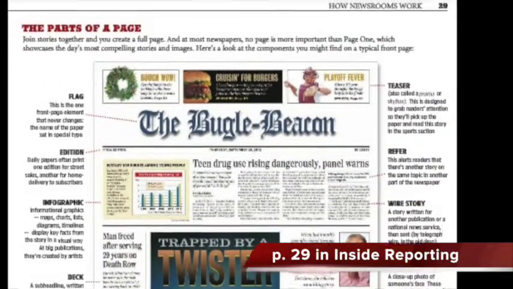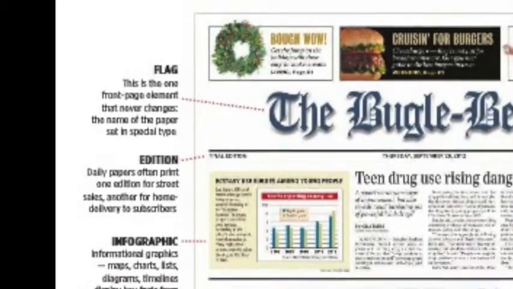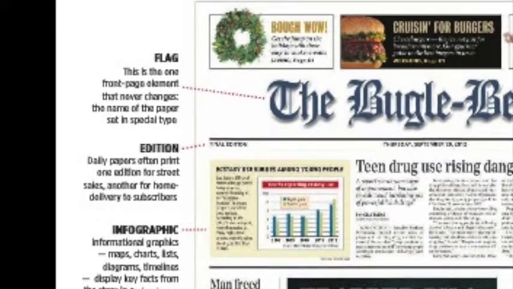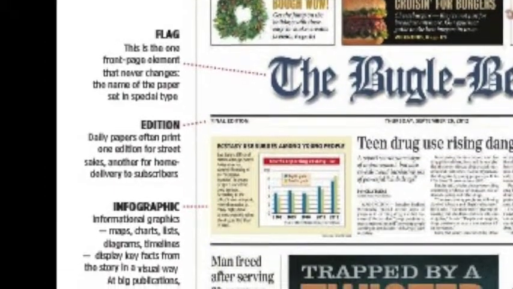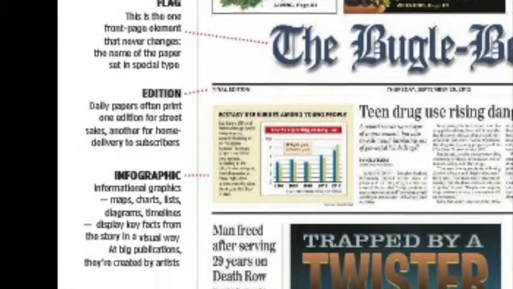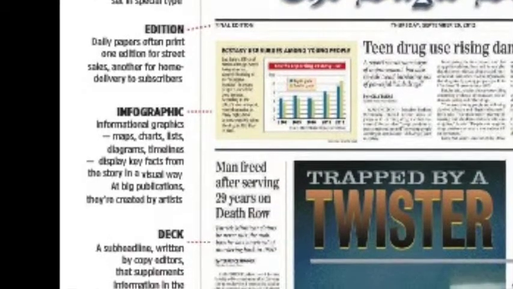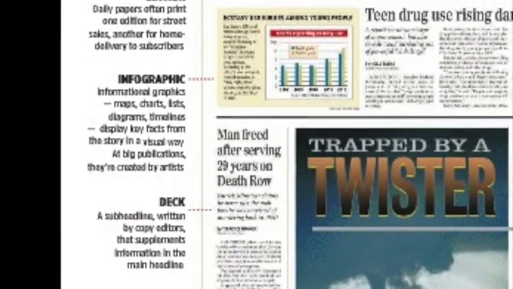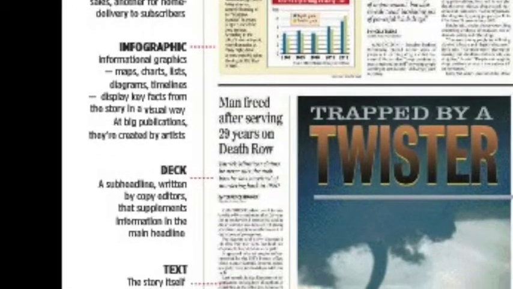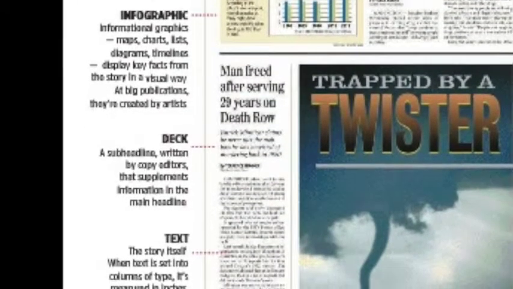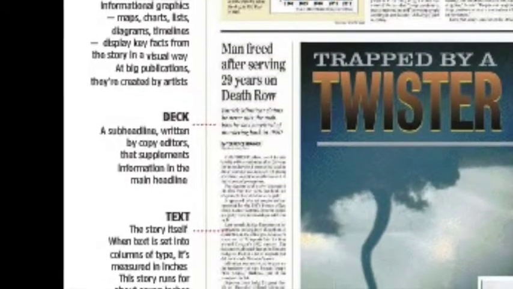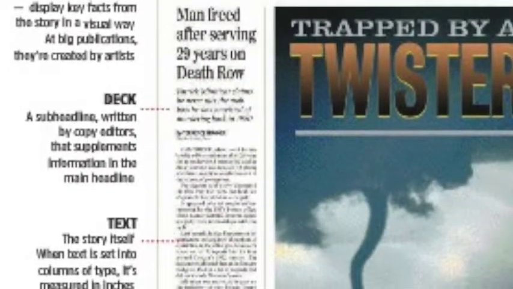Moving on to the next page. Have parts of a front page. The flag. The kind of heavily stylized name of the newspaper. Edition. Infographic. This is a visual representation of some information. A deck. A deck is a subhead or secondary headline. Olden days, newspapers used to have these stacked at the top of a newspaper front page, so you often couldn't tell which headline went with which article because there are many decks. And that's where they get that term from.